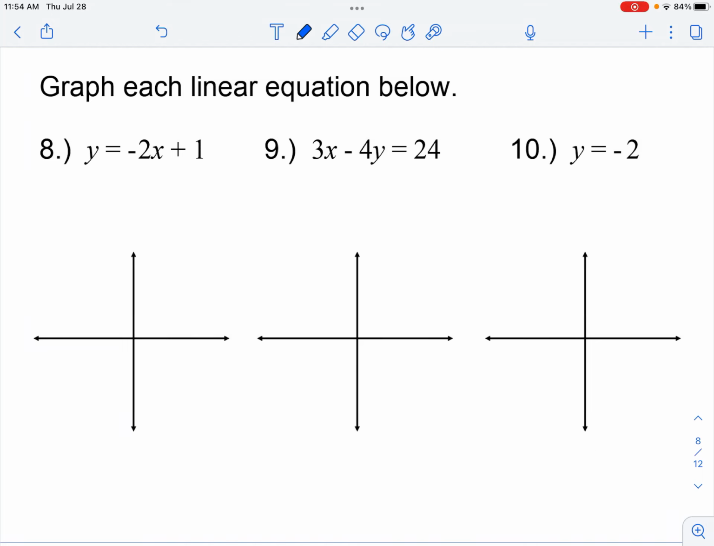Alrighty, so next up we're going to take a look at graphing linear equations, graphing linear functions, and we're also going to take a look at graphing linear inequalities. Okay, so each of these equations is kind of written in a different format, so we'll go through how to deal with each one of them.